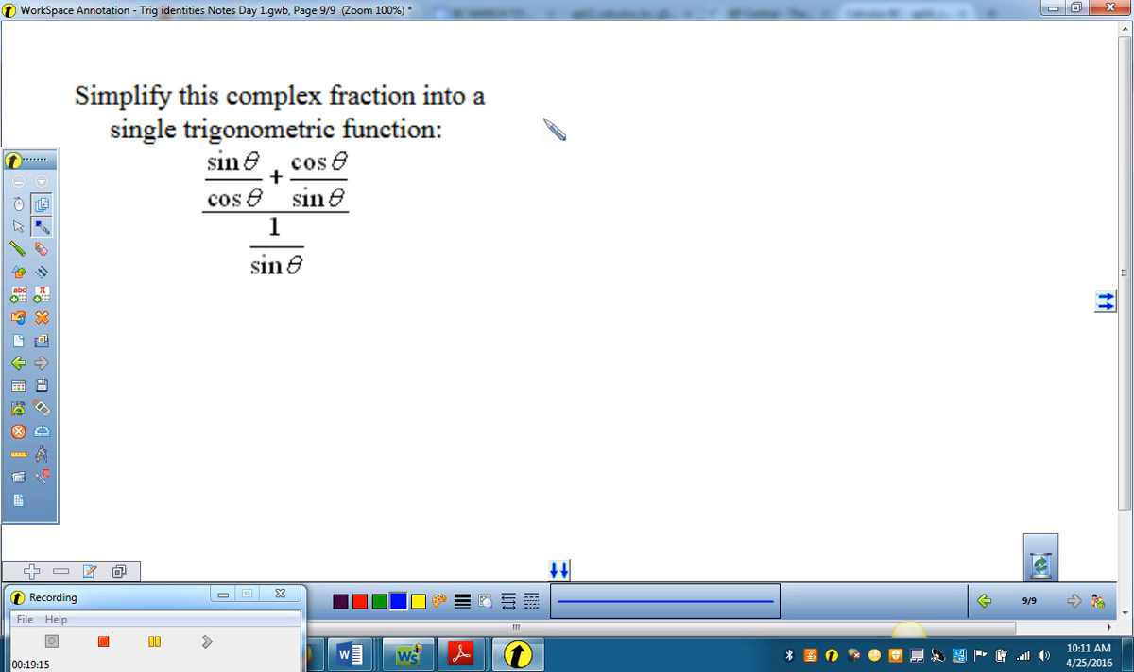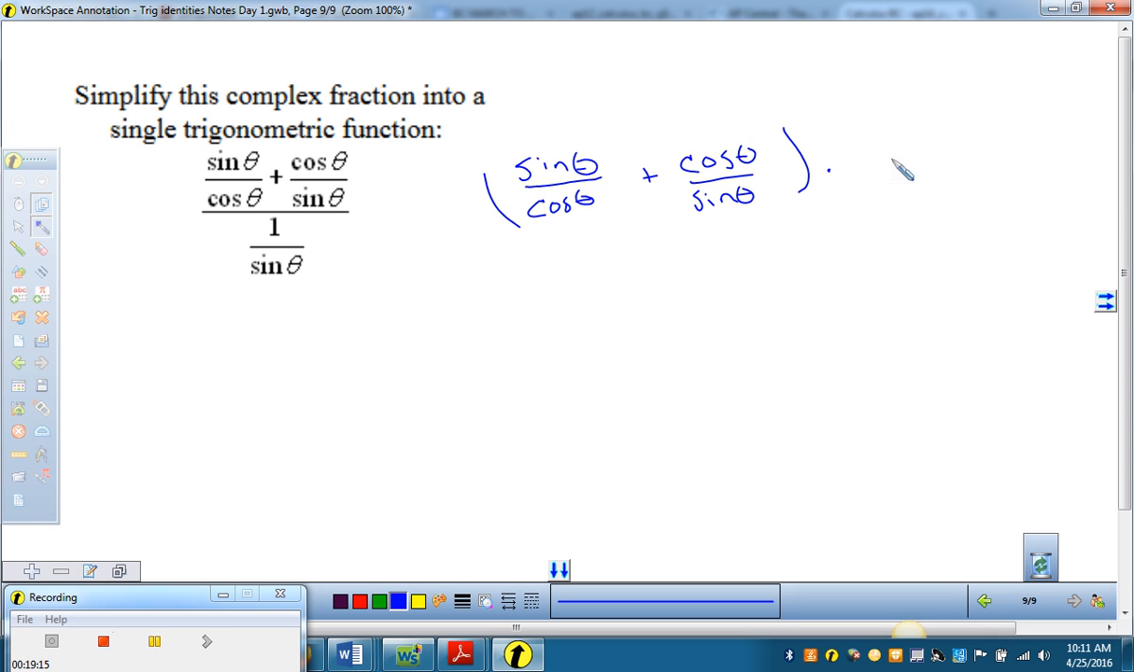So we just did a whole chapter on rational expressions. Copy that. I'm going to have sine theta over cosine theta plus cosine theta over sine theta, dot sine theta over 1. We will be able to cancel some, but we need to distribute this sine theta to both of our fractions. So when we multiply by the first fraction, we get sine squared theta over cosine theta.